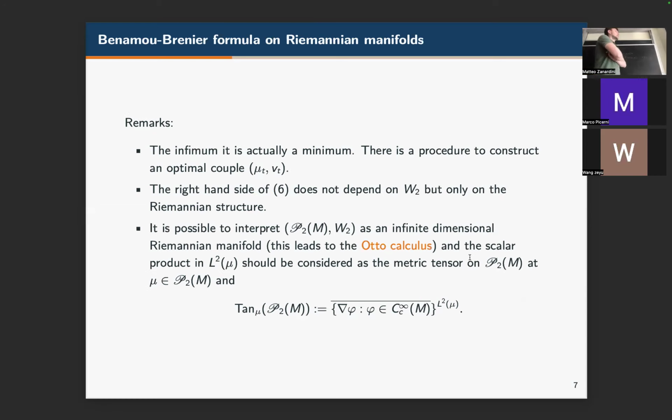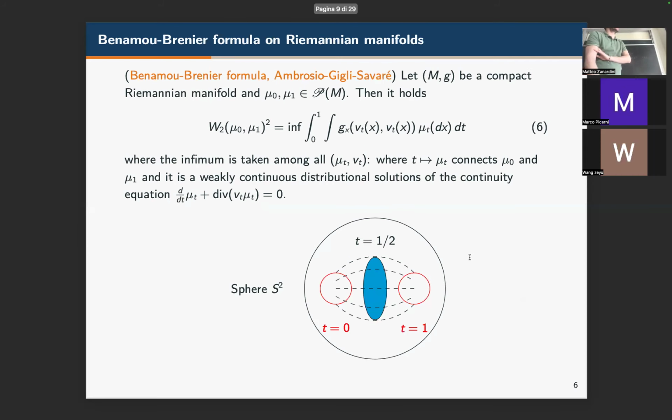And the last point is that the formula in (6) really resembles the definition of Riemannian distance I gave before, because the distance was given by an infimum of an integral between 0 and 1 of a square root of a scalar product, right? But here, instead of the Riemannian scalar product, we have the scalar product in L2 of mu_t of the vector field v_t.